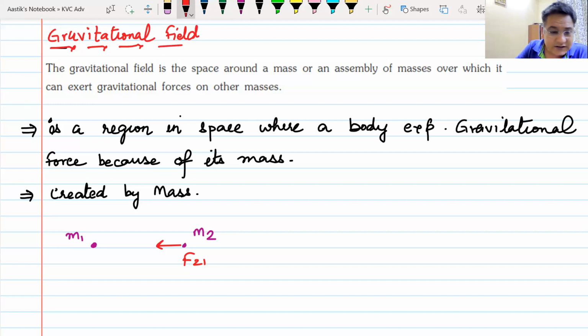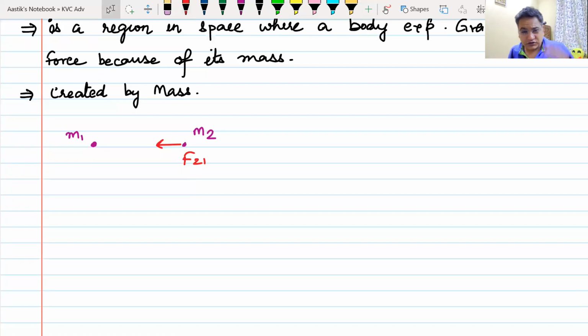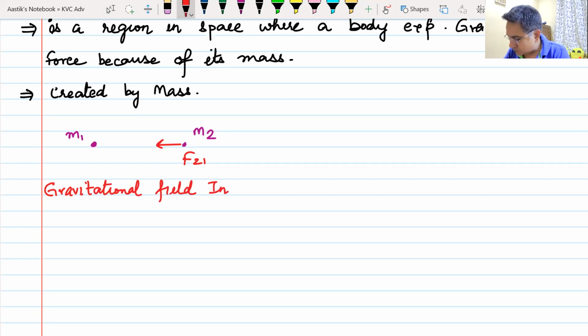Now, as soon as we understand this concept of gravitational field, we will have to measure this gravitational field, how strong or how weak it is. So now we can devise or derive another term which we can write as gravitational field intensity. Or if you don't want to use the term intensity, you can use the same term, gravitational field.